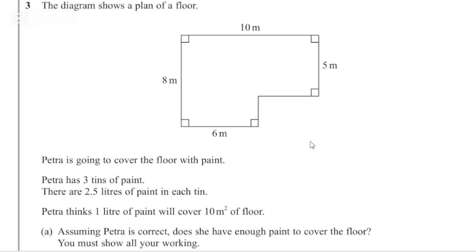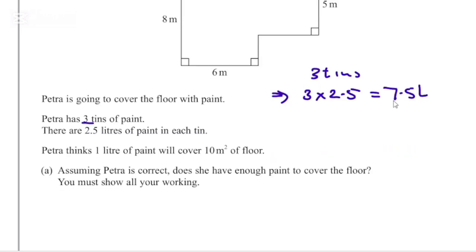So we are told that there are 3 tins. So we have 3 tins of paint, right? And in each tin, there is 2.5 liters of paint. So we are going to say 3 times 2.5, so that we find the total amount of paint, which gives 7.5 liters. So this is the total amount of paint that is available. All right, so now let's work out the total area of the floor which this 7.5 liters can paint.